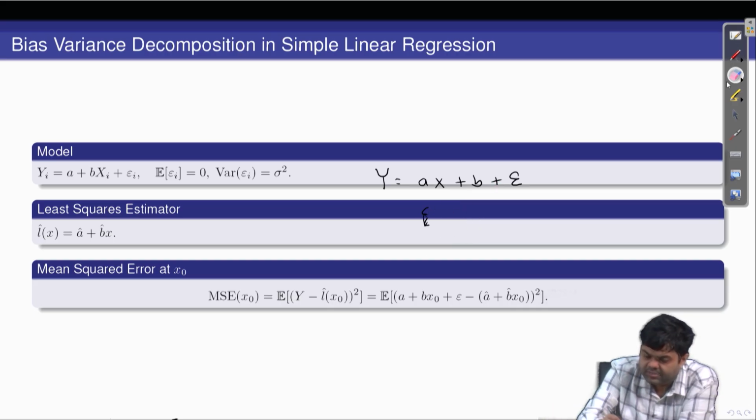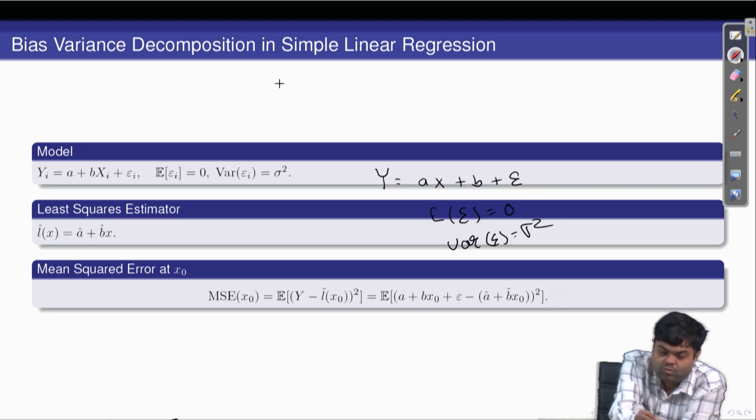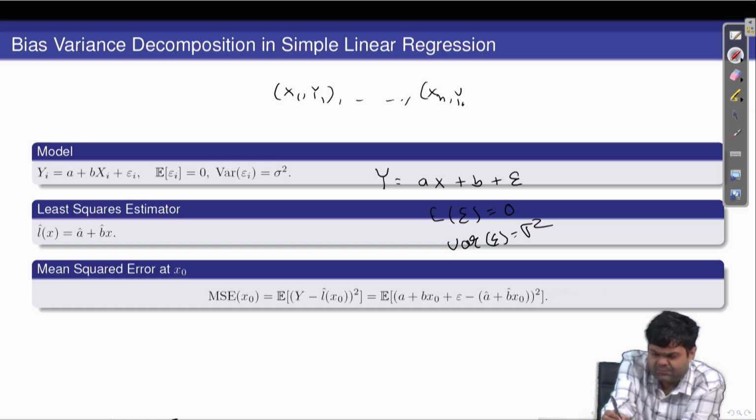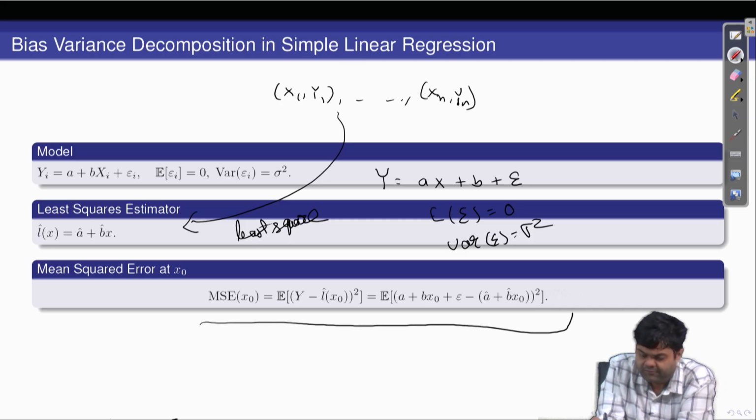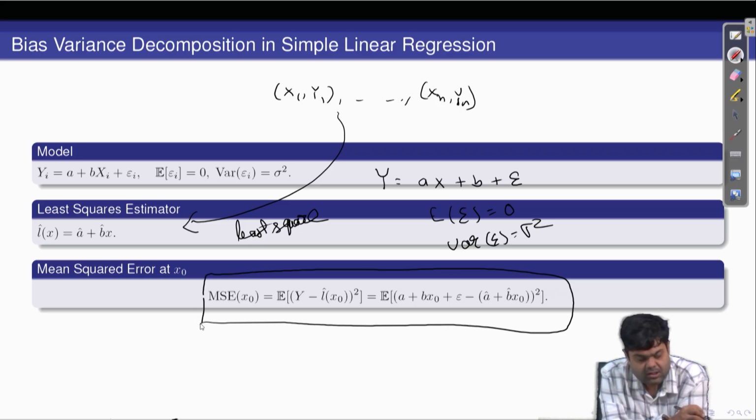So, what you knew was that the expected value of epsilon was 0, the variance of epsilon was sigma square, and you got the data x1, y1, ..., xn, yn. That was your data. That was the linear model, and you were doing this with least squares. Here, for every point, this will be your mean square error. That will be your average error.